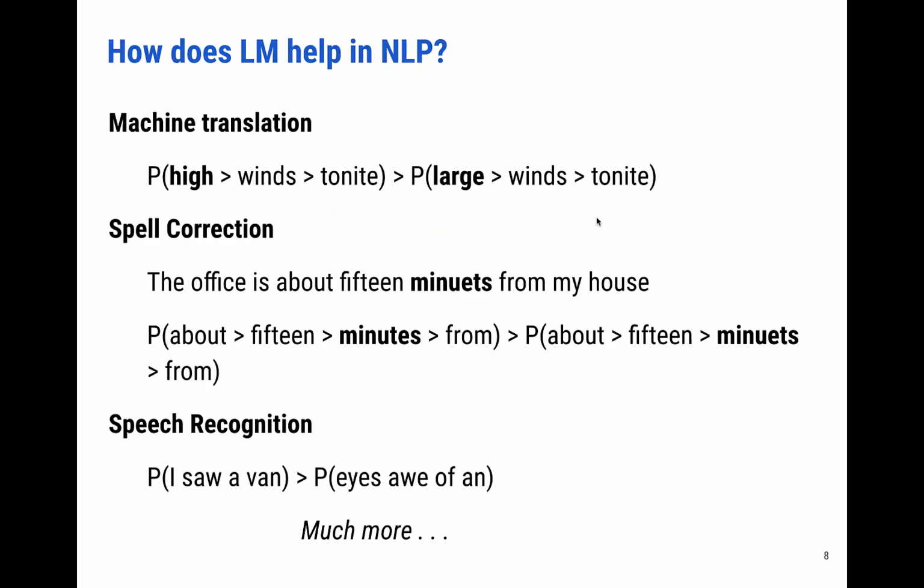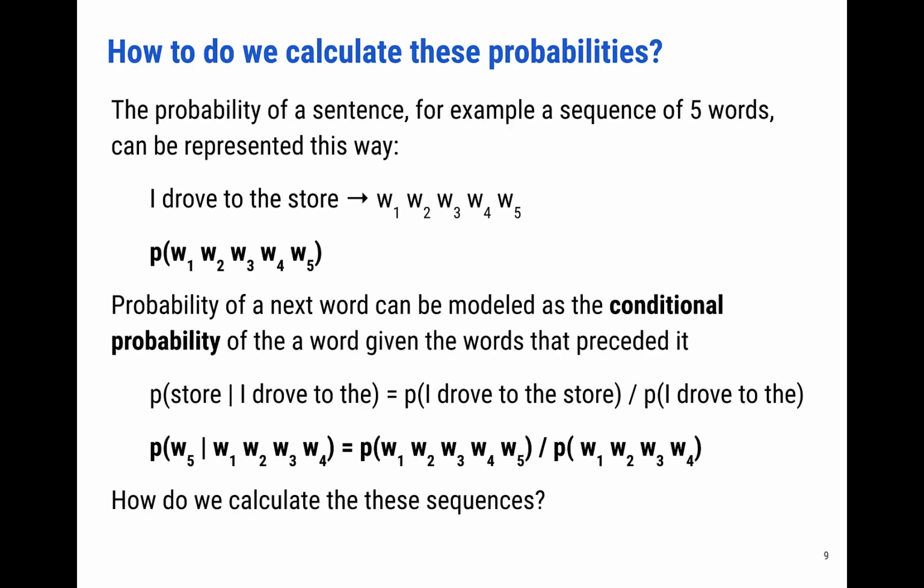So how does a language model help us in the NLP tasks that we described earlier? Here are some specific cases. In the case of machine translation, spell correction, and speech recognition, in each case you can see that often it reduces to picking a sentence with higher probability. So how do we calculate these probabilities? Let's go over this. The probability of a sentence, for example, of 5 words can be represented in this way. I drove to the store could be a sentence, and we're going to represent that as a sequence of 5 words or tokens, let's say.